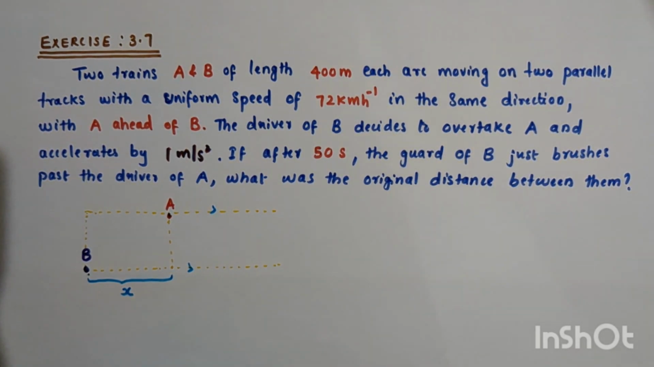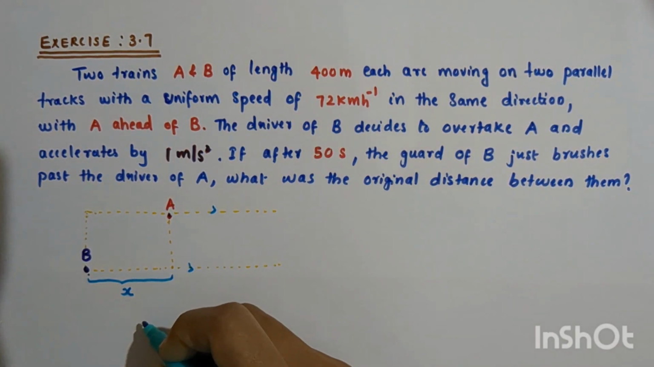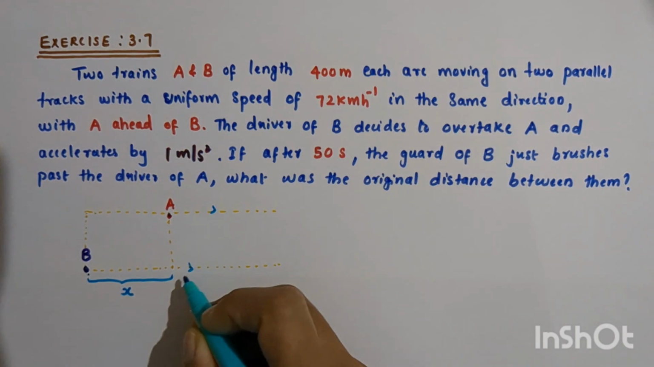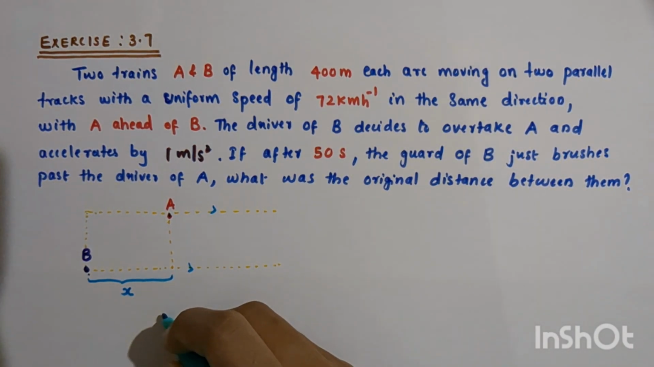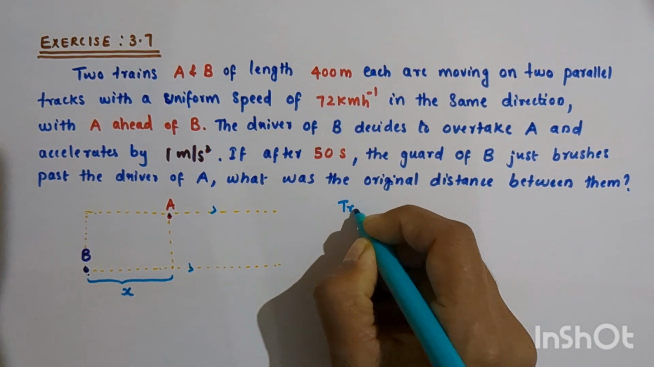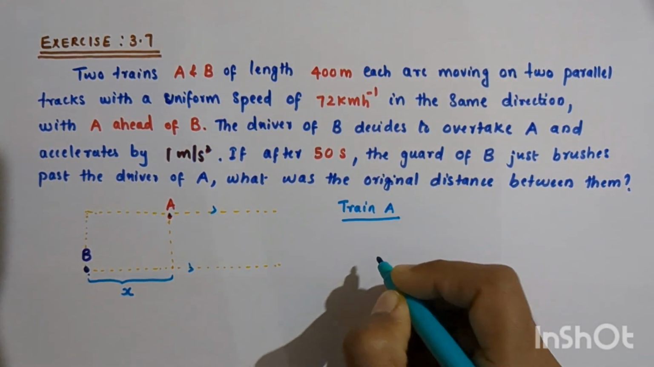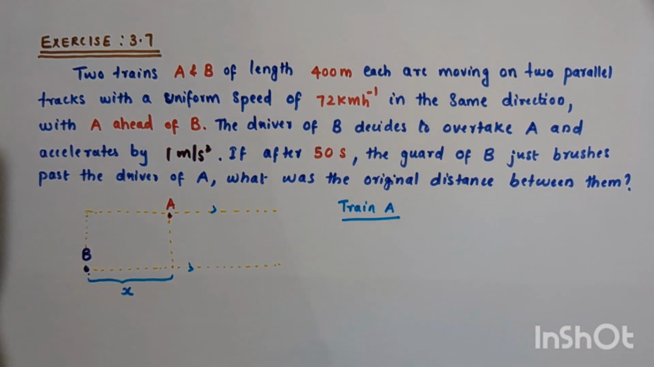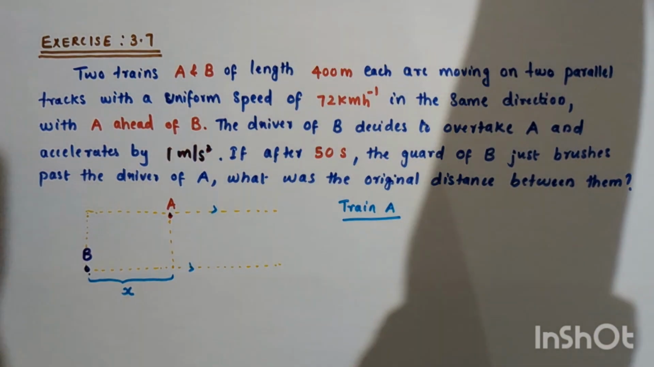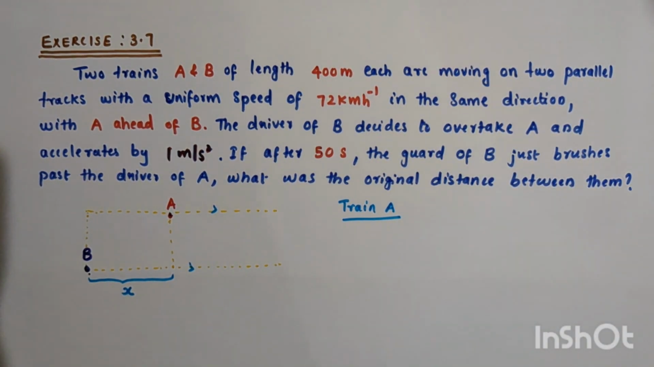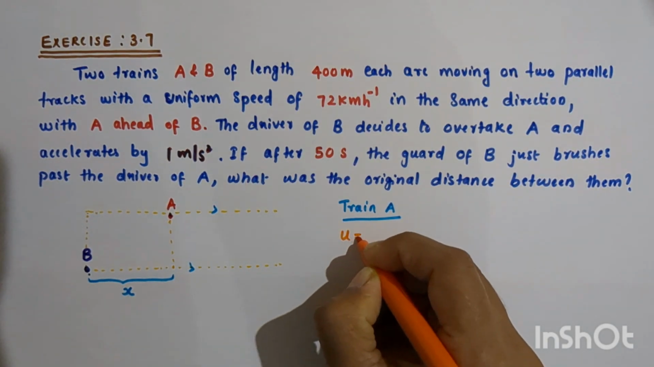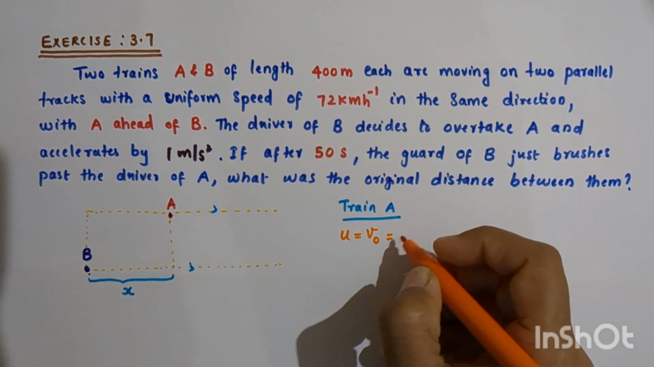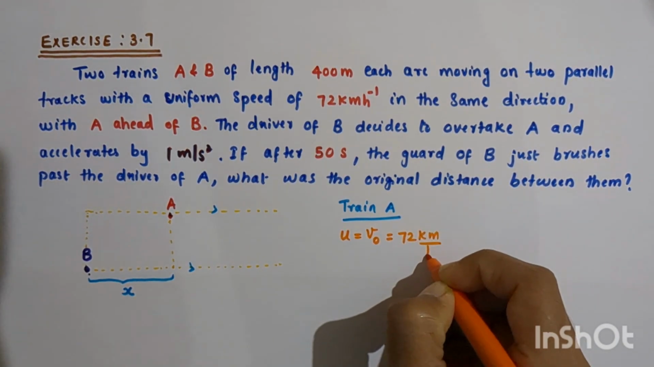Here I am considering both trains A and B as point objects. We have already discussed point objects in exercise question 3.1. Now let us consider the case of train A first. It is given that both trains are moving with the same speed. The speed with which A is traveling initially, I am taking it as u, or you can take it as V0, which is 72 km/h.